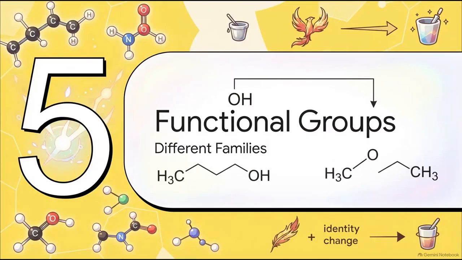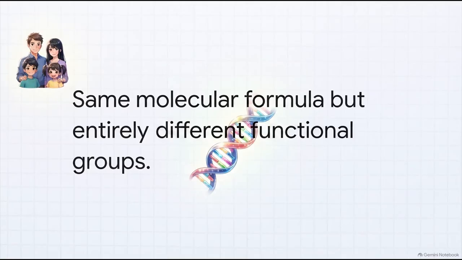Section 5. Functional group isomerism. Different chemical families. Now, we're encountering a type of structural isomerism that completely rewrites the core identity of the compound. Functional group isomerism features the exact same molecular formula, but the atoms rearrange themselves in such a radical way that they form entirely different functional groups. This is a massive shift, guys. It means the same raw atoms can assemble into completely different chemical families that have radically different properties and uses.